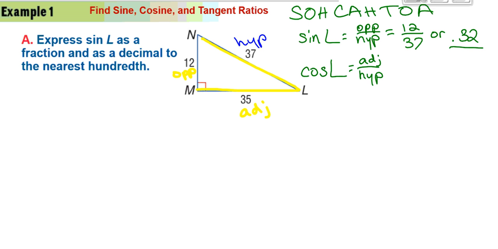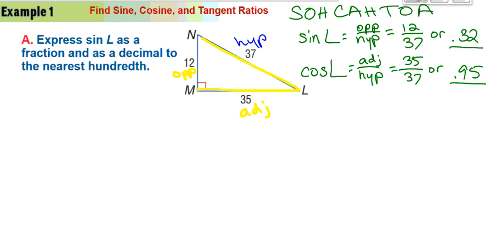And adjacent over hypotenuse, so the adjacent side, if I've got my triangle labeled for myself, and I caution you a little bit on that because we'll also use angle N, but the adjacent now is 35 over the hypotenuse, which is 37, or find that as a decimal to 2 decimal places. And you should have gotten 0.95.